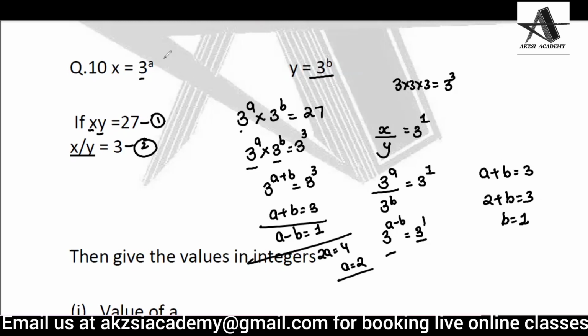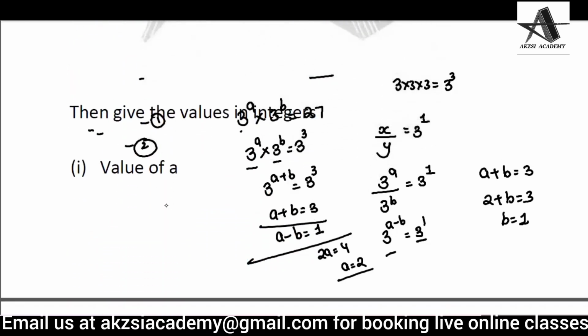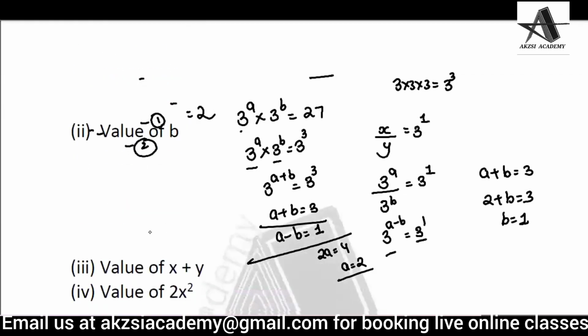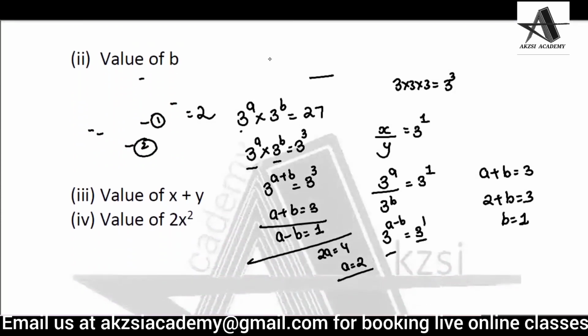So let me move on to what they are asking exactly. The value of a, we had just calculated the value of a as 2. So value of a is 2. Then let me move on to the next one. Value of b, we just calculated the value of b, which is 1 right there. So b equals 1.